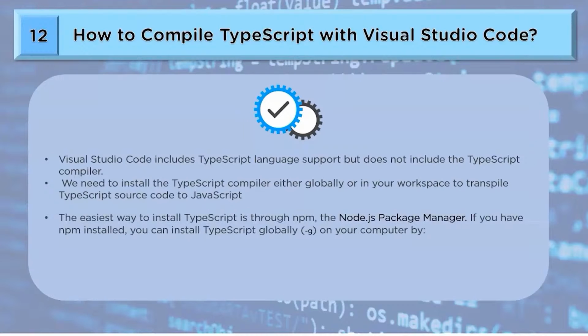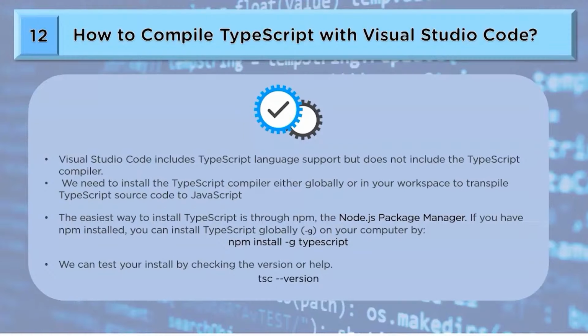If you have npm installed, you can install TypeScript globally on your computer by using this command: npm install -g typescript. We can test the installed TypeScript by checking the version or help. For this, run the command tsc --version.